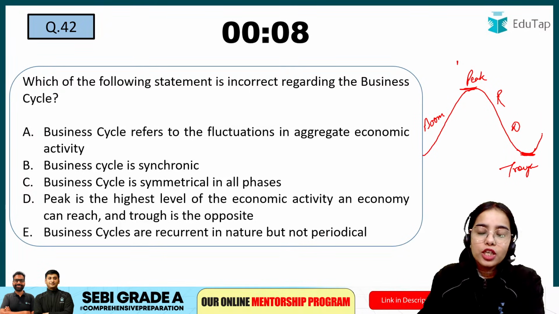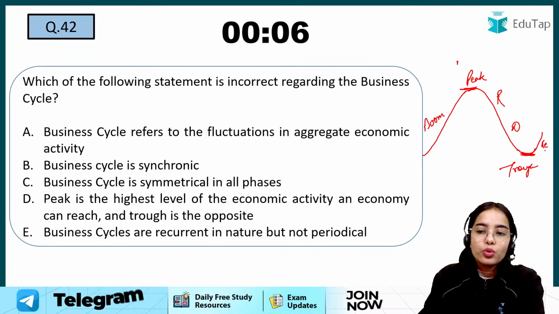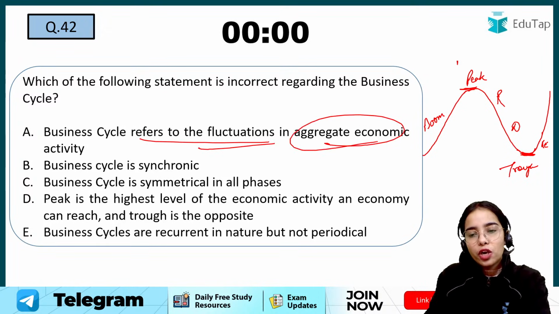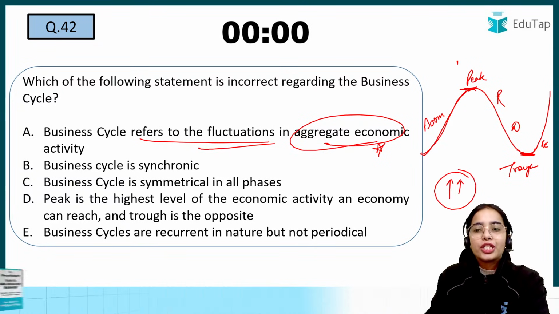After trough, the government can take steps to do the recovery. So there can be recovery that can happen. After that, expansion happens. So this is the business cycle. Business cycle refers to fluctuation in aggregate economic activity. Yes, aggregate economic activity, production, consumption, it is changing.